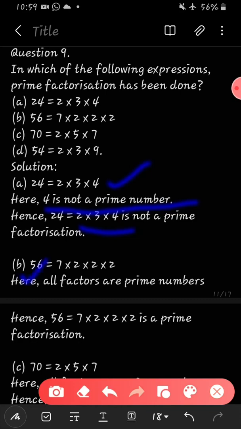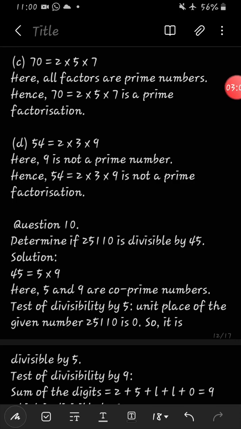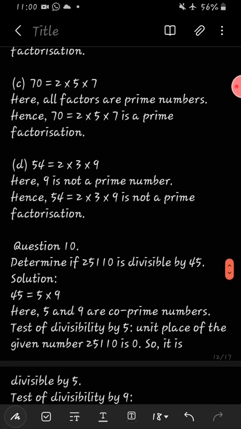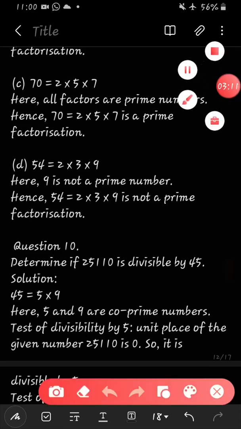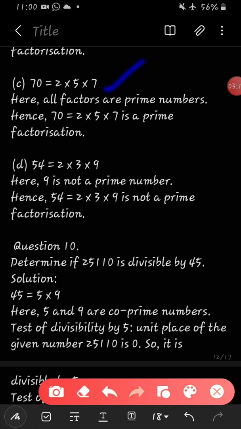Then 56: they have given 7 into 2 into 2 into 2. Here all the factors are prime numbers. Therefore, here prime factorization is done. Then C. Here it is given 70 is equal to 2 into 5 into 7. Here all the factors are prime numbers. 2 is a prime number, 5 is also a prime number, and 7 is also a prime number. So here prime factorization is done correctly.